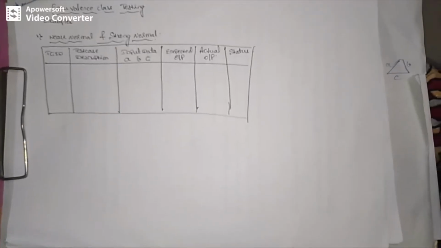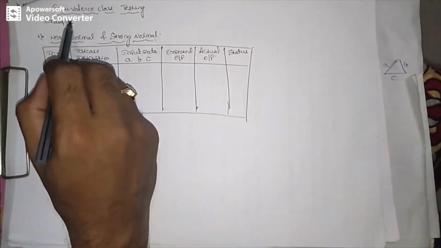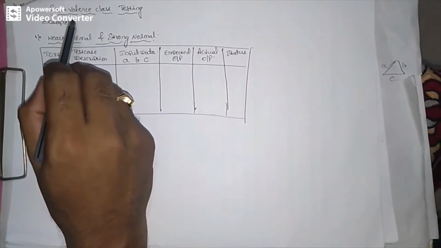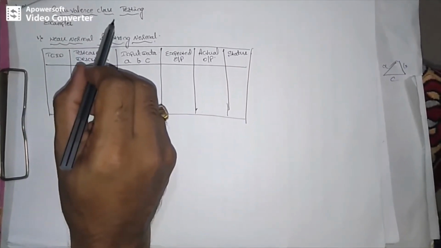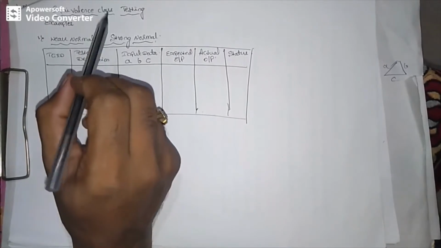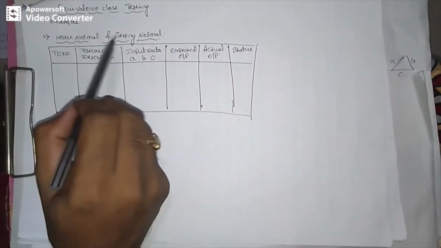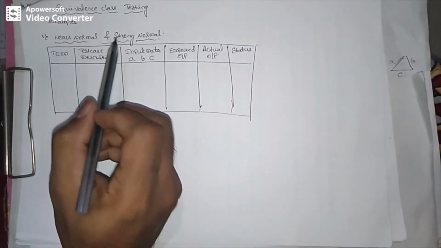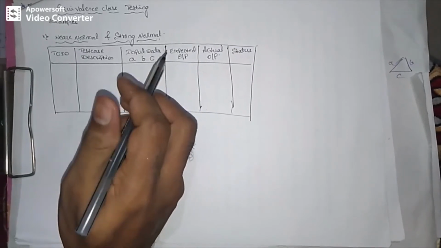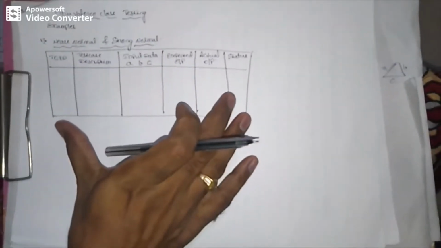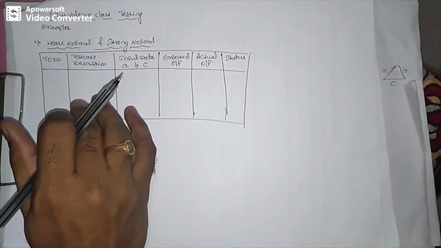Hi, in this video we are going to learn different examples of the equivalence class testing technique, meaning how to write the test cases for weak normal, strong normal, weak robust and strong robust, and how to write the test case table also.